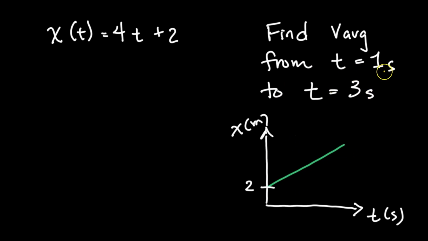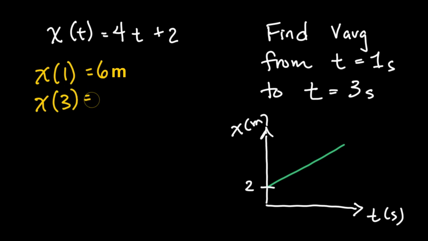So first, we're going to plug in 1 into our equation. Plugging 1 into our equation gives us 1 times 4 is 4, 4 plus 2, and we get 6 meters. Then we're going to plug in 3 seconds into our equation. 3 times 4 is 12, 12 plus 2 is 14 meters.